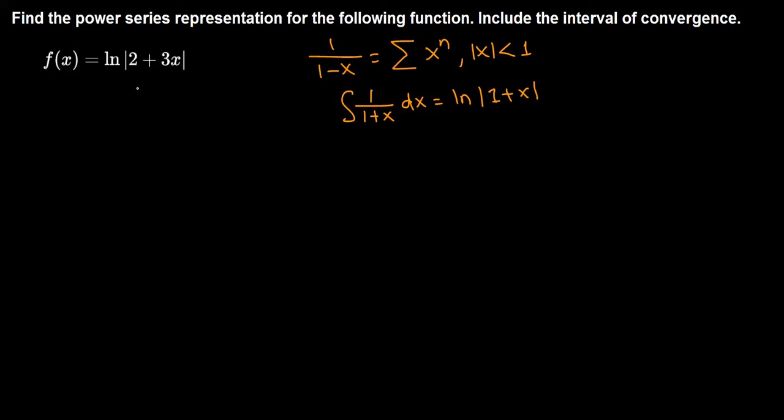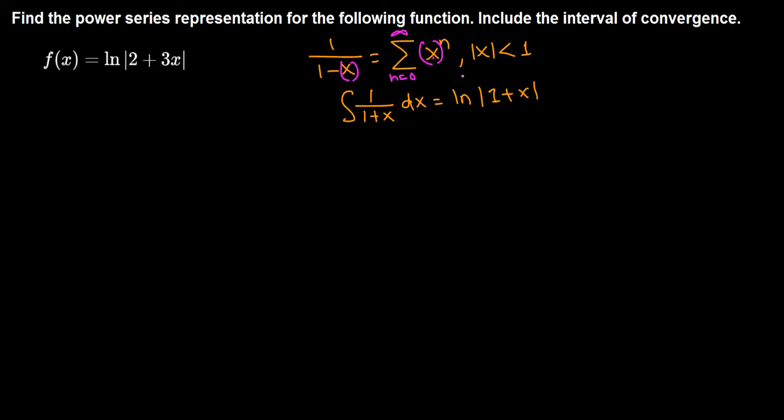Find the power series representation for the following function, ln |2 + 3x|, and we need to find the interval of convergence as well. And all the time in this section we are using the fact that the power series for 1 over 1 minus x, or 1 minus anything, is equal to the sum from n equals 0 through infinity of x to the n, for the absolute value of x less than 1.